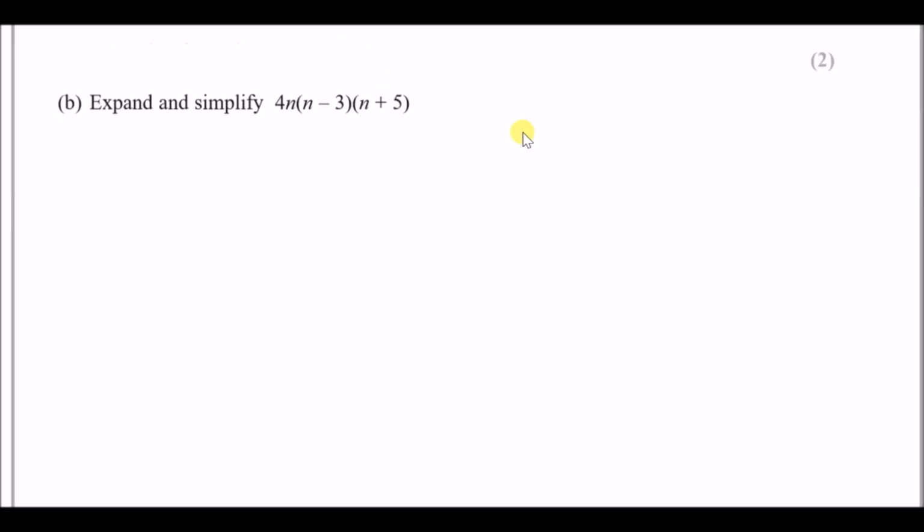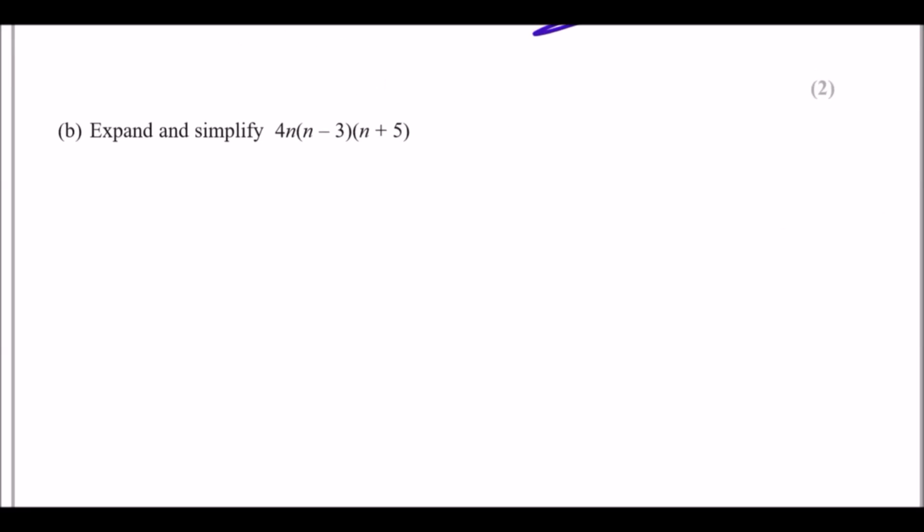Now for B, expand and simplify 4n times n minus 3 times n plus 5. Right, so to start with these kind of questions, every time you've got brackets involved, you work with the brackets and leave everything else. So right now, let's just ignore the 4n. Now to expand the double bracket, it's the same as always. So do n times n times 5, and then minus 3 times n and minus 3 times 5. So let's just keep 4n outside for a second.